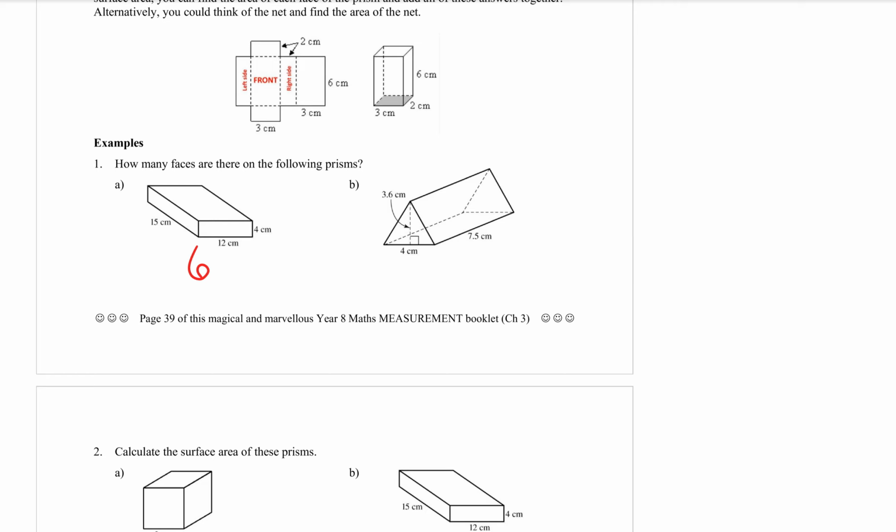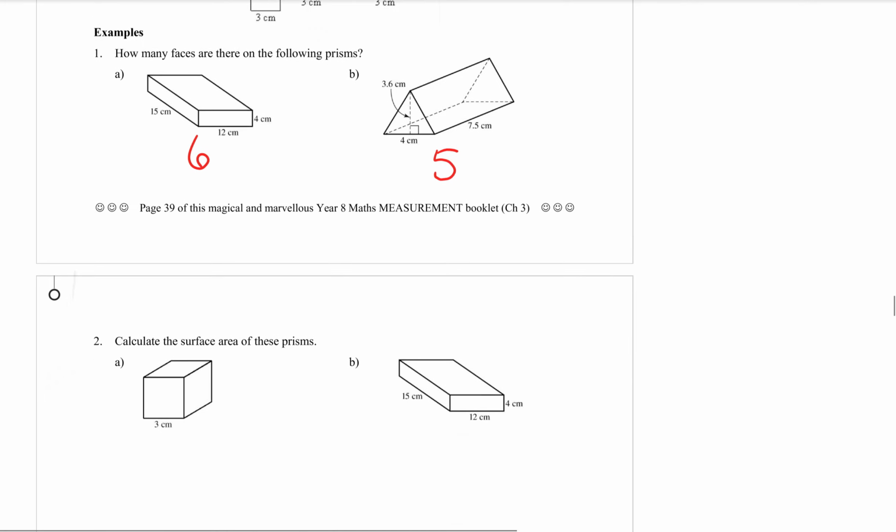The second one here for part B, this is called a triangular prism because you have a triangle on the front and the back. So there's 2 triangles. And then you would have 3 rectangles going around the middle. So that's a total of 5 faces for the triangular prism. So you need to be aware of how many faces there are so that you make sure that you don't miss any when calculating the surface area.